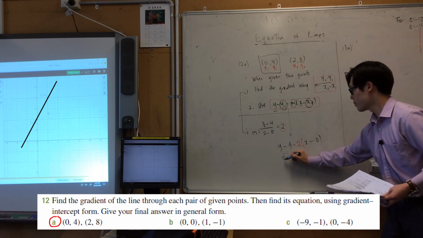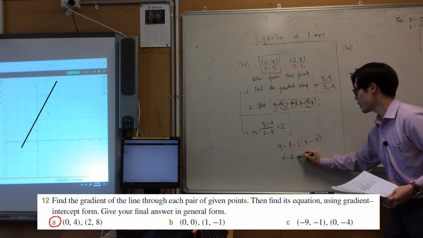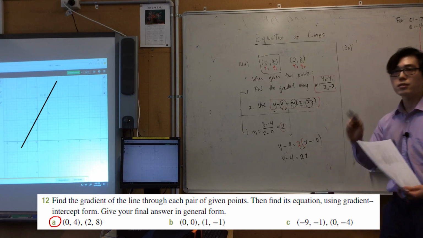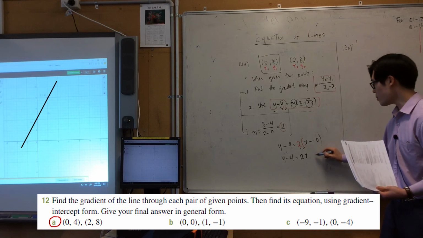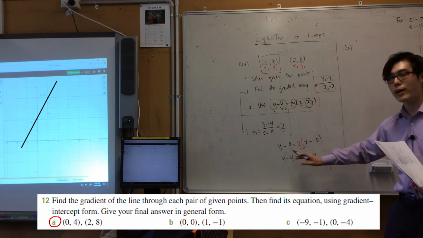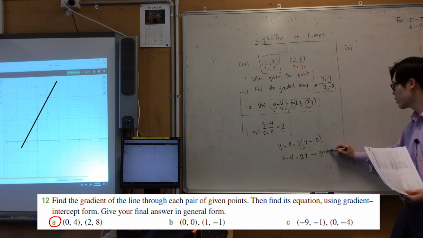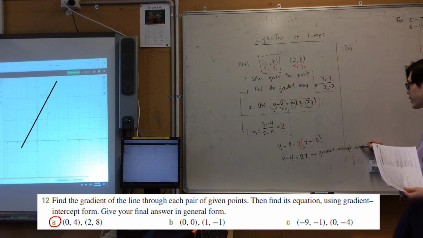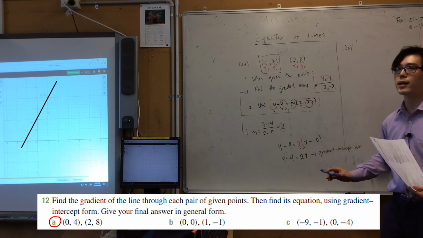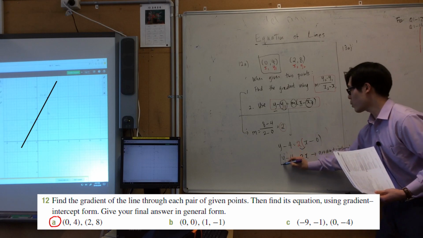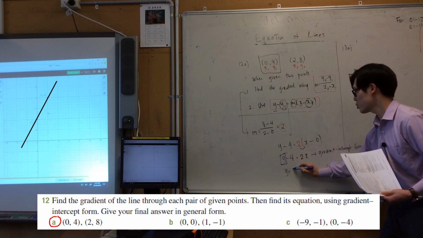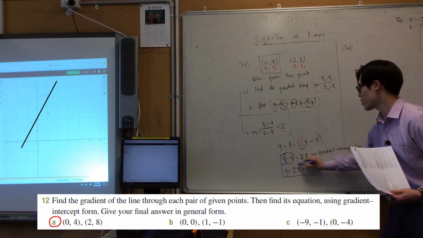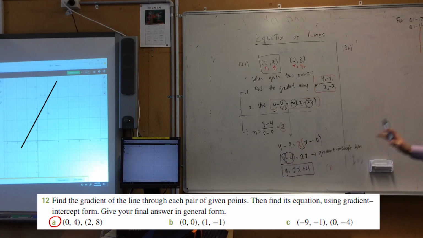So y minus 4 equals 2x. I don't need to expand that because it's 2 times 0. Now, here's the tricky part. Girls, if the question asks you to write your answer in gradient intercept form, what did I say gradient intercept form was? What do you have to make by itself? You have to make y by itself. So in this case, you'll have y equals 2x, bring the minus 4 over to the other side. That would be your answer if the question says answer in gradient intercept form.